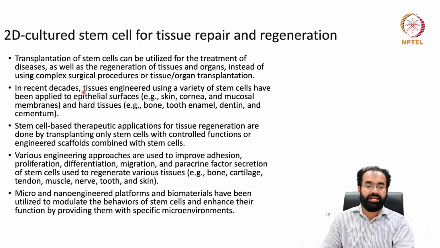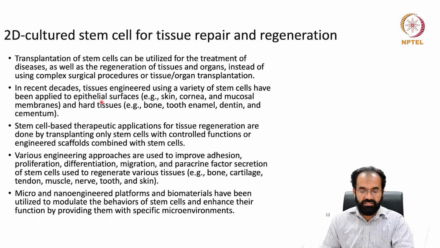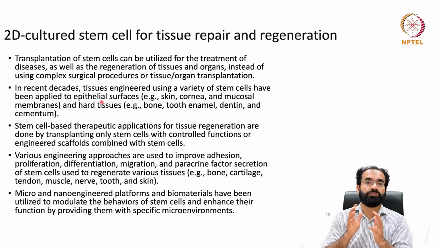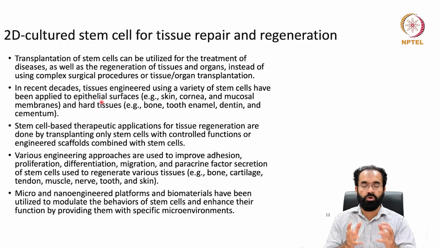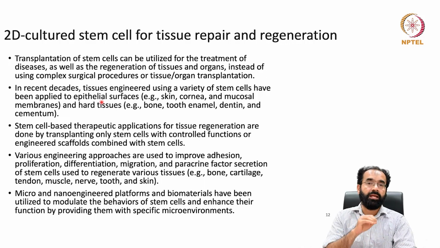In recent decades, tissue engineering using a variety of stem cells has been applied to epithelial surfaces. Epithelial surfaces means you do not need the so-called organoid structure or organoid culture. You can simply have a two-dimensional structure such as skin, cornea, mucosal membranes, and hard tissues. Examples include bone, tooth, enamel, dentin, and cementum, which need only a partial repair. You don't need the so-called organoid culture.